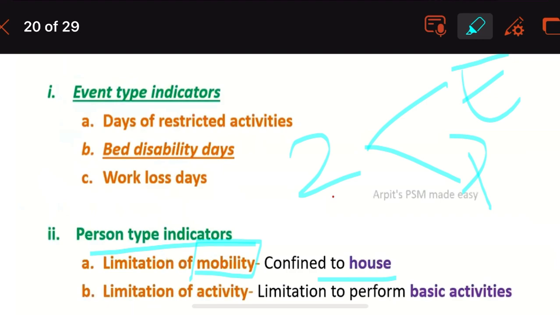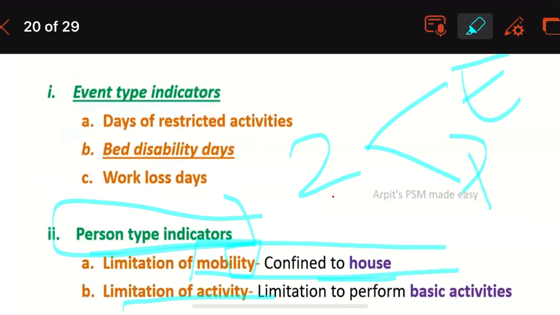Moving on, limitation of activity. Limitation of activity could be a limitation to the basic activities of daily living, like eating, washing, dressing, going to the toilet, moving about, etc. The limitation in a major activity includes the ability to go to work or the ability to perform household work. This includes the person type indicators: mobility and activity.